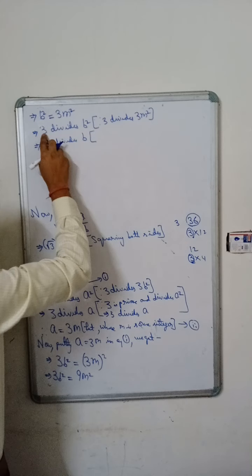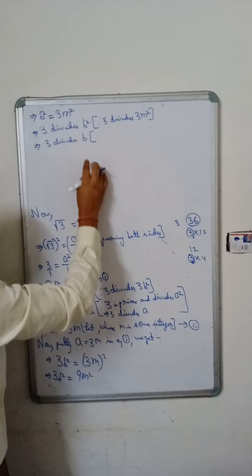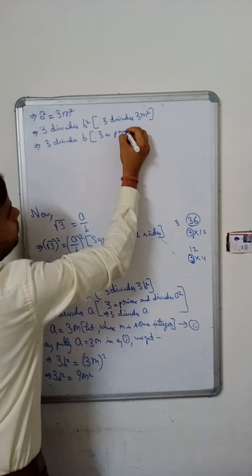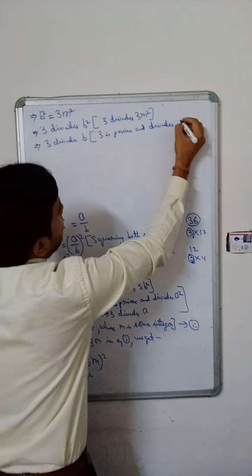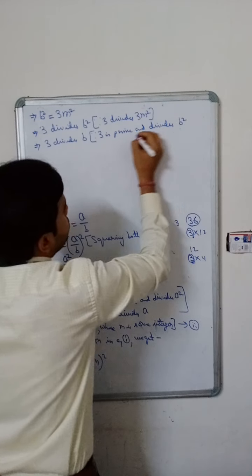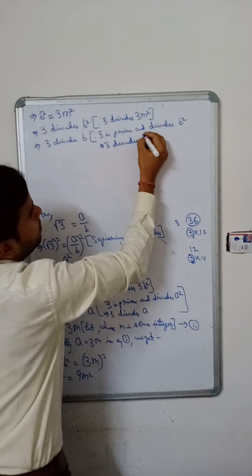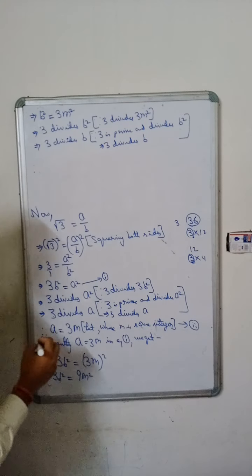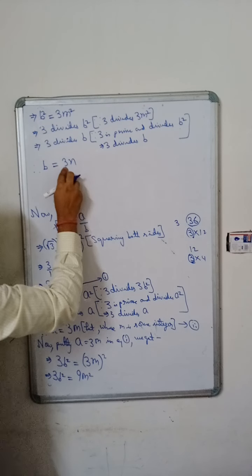In the next step, we can say that 3 divides b. Why? As we know that 3 is a prime number and b square is a perfect square, since 3 is prime and divides b square, it implies 3 divides b as well. Clear? So if 3 divides b, can I say that b is a multiple of 3? So let it be 3 into some integer.